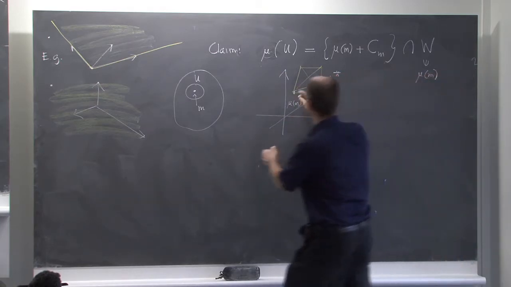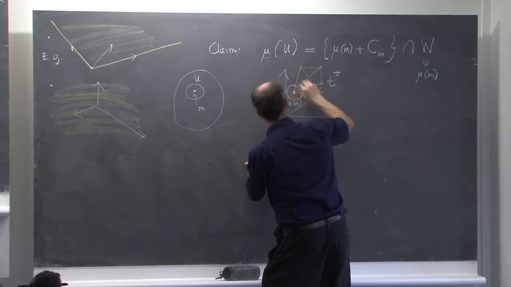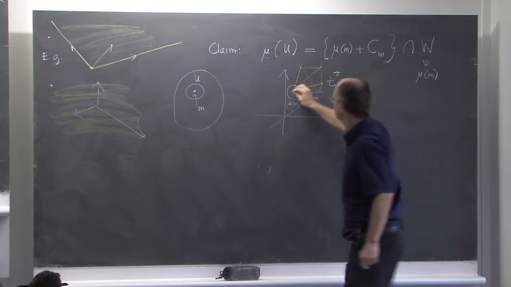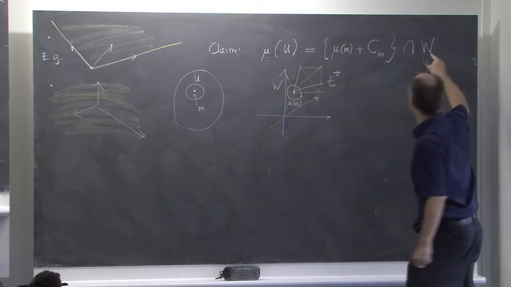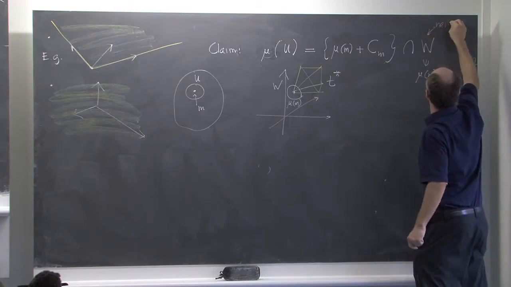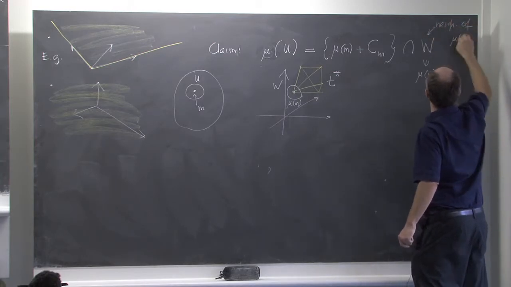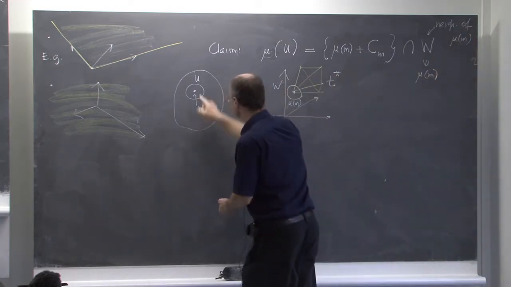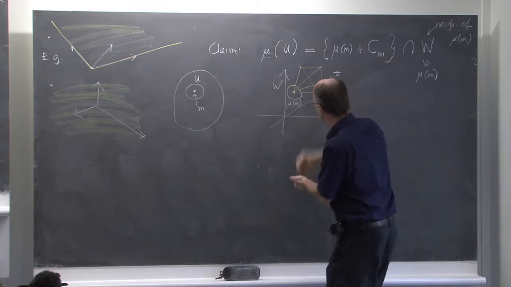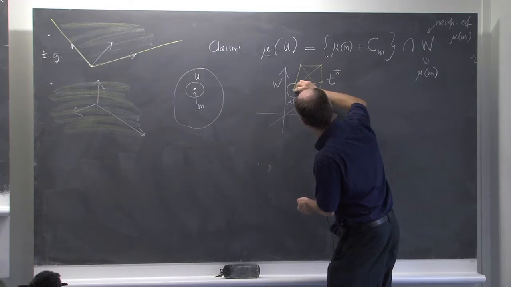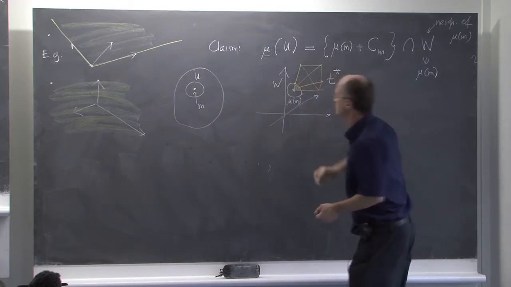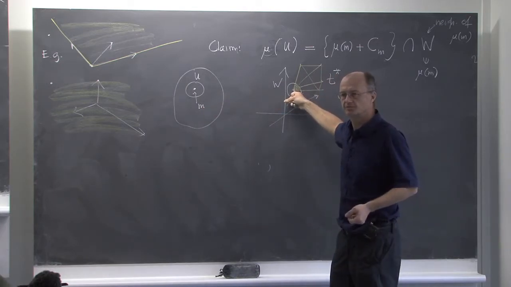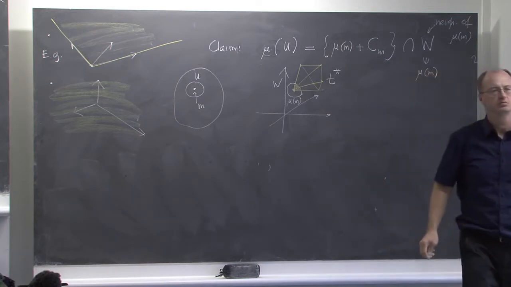And what I'm doing, I'm intersecting the tip of this cone with some open neighborhood. So this is the neighborhood of mu of M. So I'm intersecting it with W. So I'm saying that U maps to this piece of the cone. And in particular, M maps to the tip. Right? So locally, that's how it looks.